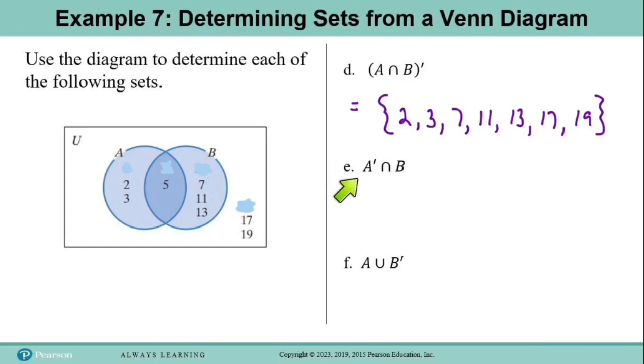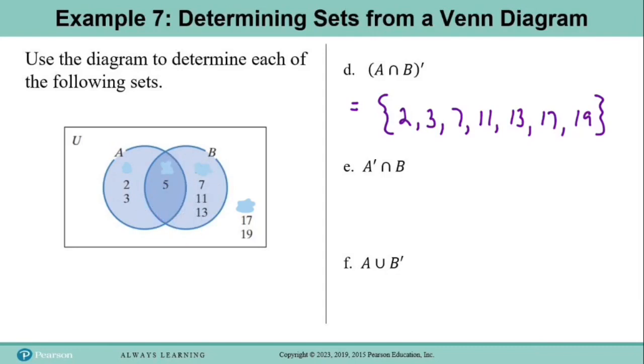And now in part E, we're looking for the complement of A intersected with set B. So let's look at the diagram. The complement of set A would be everything that's not inside the circle for set A. So the complement of set A would be these 3 elements and these 2 elements. And then set B, of course, is this circle right here. So that would be the 5, 7, 11, and 13.